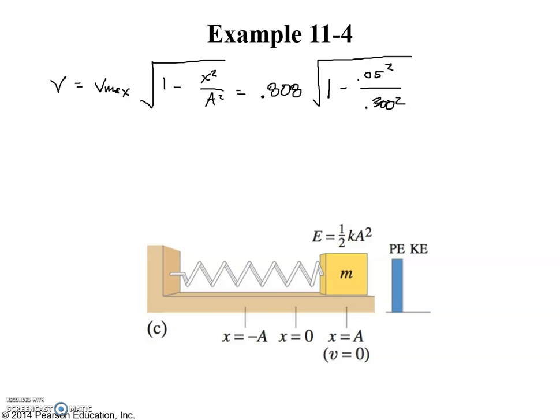Okay, hold on. I just realized what I have in my notes is right here. This is the mass, and we want the amplitude. The amplitude is 0.100 squared. So let's fix that. And so when we take 0.808 times the square root of 1 minus 0.05 squared over 0.100 squared, that should come up with a velocity of 0.700 meters per second. So that is the velocity at the point where it's 0.05 meters away from the relaxed point.